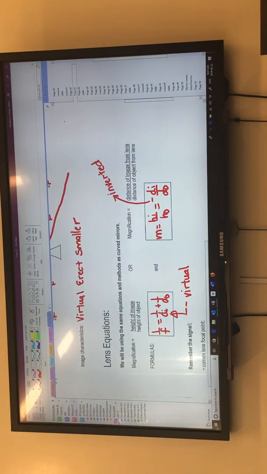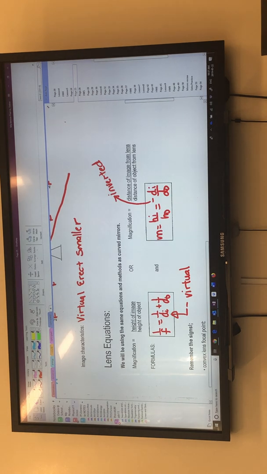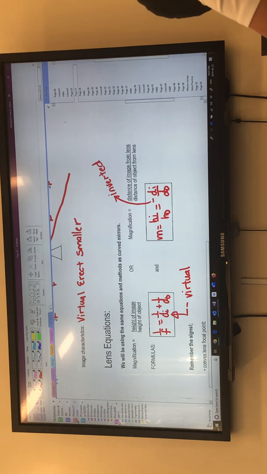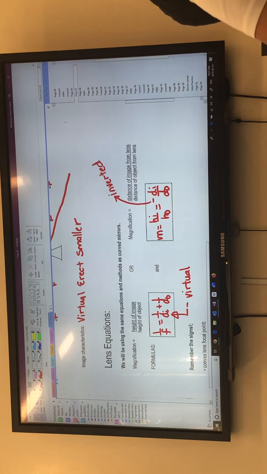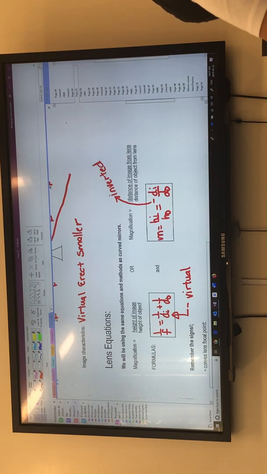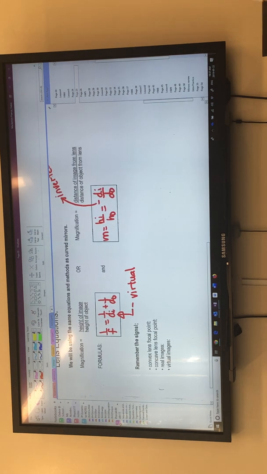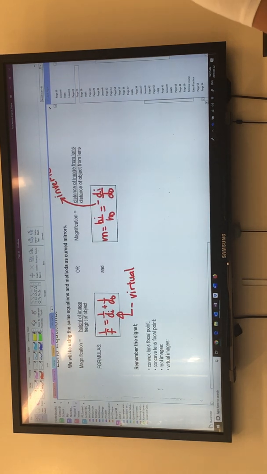The lens equations are exactly the same. 1 over f equals 1 over di plus 1 over do, and m is equal to hi over ho, and negative di over do. And the negative in the di over do formula is just saying it's upside down or inverted. And the negative in the 1 over f formula is there because it's virtual. And remember to be careful of the signs.